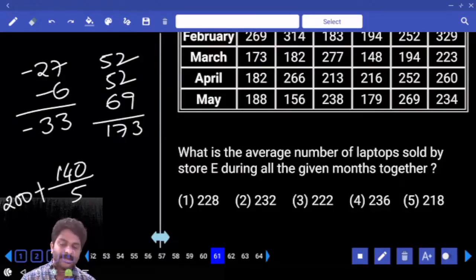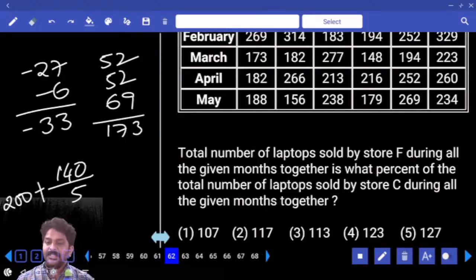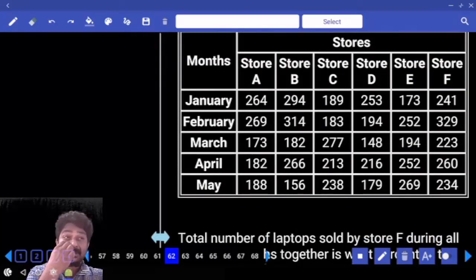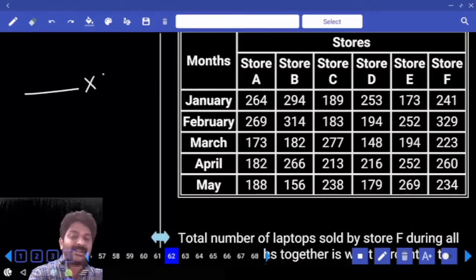Okay, now. Right, next. The total number of laptops sold by store F during all the given months together is what percent of the total number of laptops sold by store C during all the given months? Okay, C and F. Right. F value comes in numerator or denominator? Numerator. Come on. And C value comes in denominator.